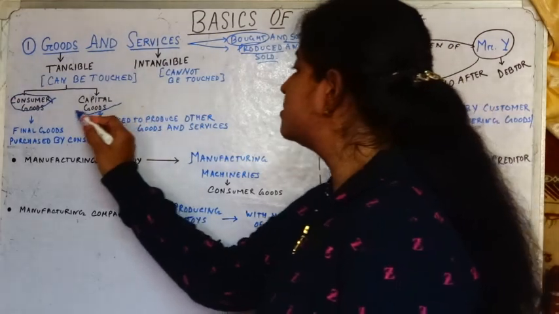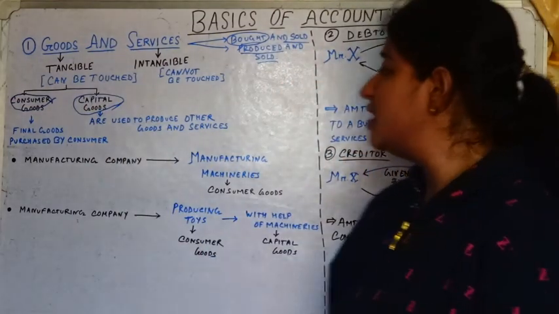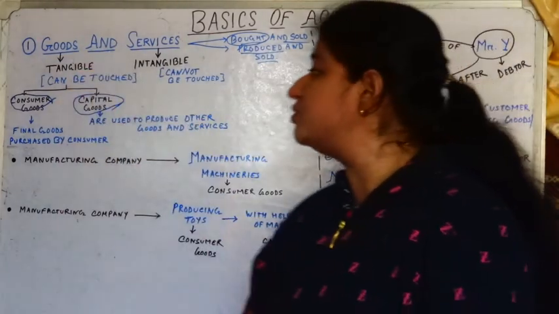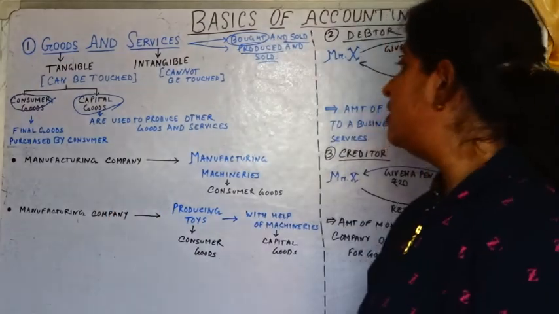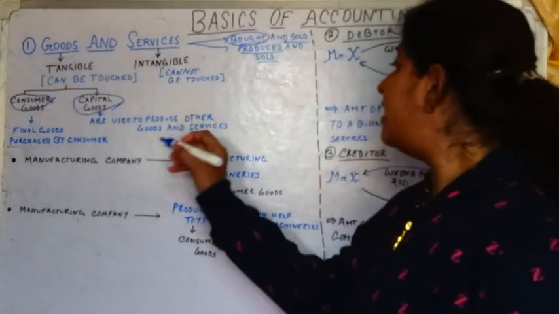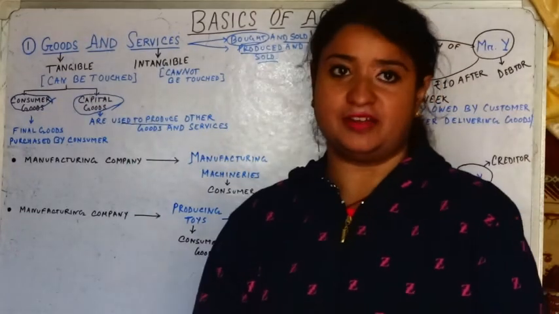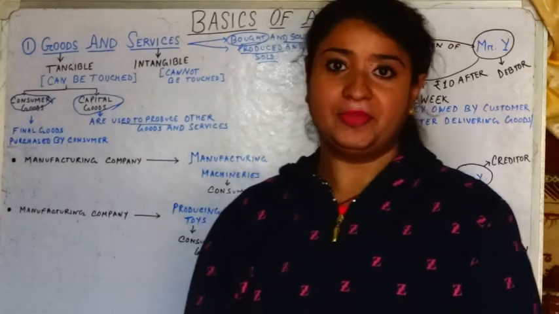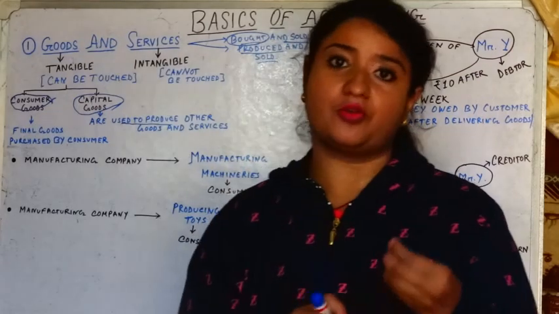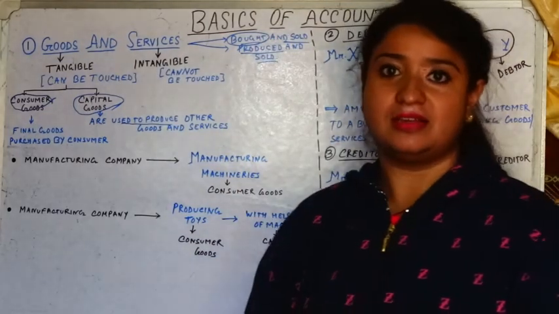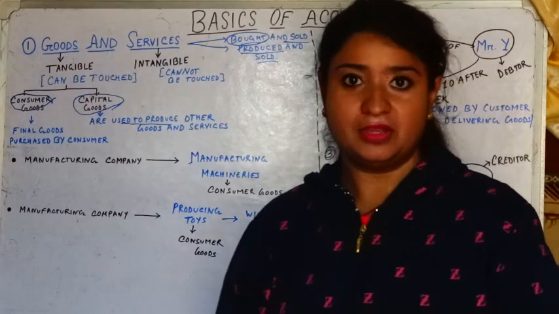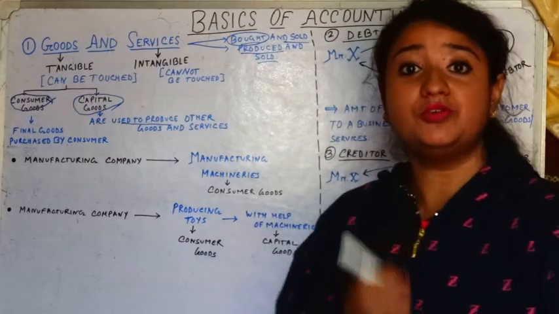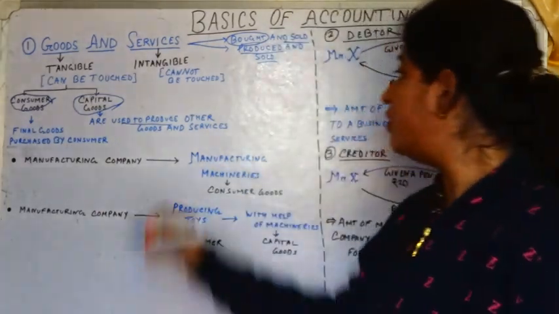Another is capital goods. What is this capital goods? The goods that are used to produce other goods and services. So first is consumer goods, that is purchased by the consumer, and capital goods are used to produce other goods and services. For example, you are selling toys. Now to sell the toy, you are producing it in your own factory. So some machineries are also needed to produce the toy. So there the machineries become the capital goods. Those goods which are used to produce some other goods are called capital goods.